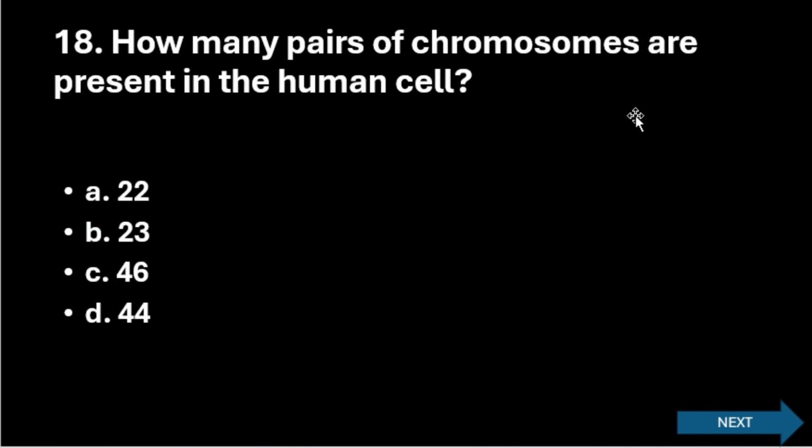How many pairs of chromosomes are present in human cell? This is also a simple basic question, but the answer is 23. You have to be careful to not jump into 46 because here the word is pairs. So you have to stick to 23. Some people will go to 46 and make a mistake.